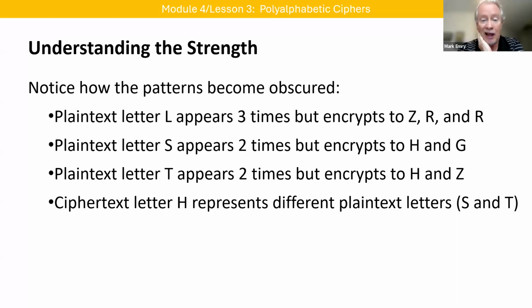So plain text letter L is represented by Z, R, and then R again. Plain text letter S is represented by two letters, H and G. T is represented by two letters, H and Z. Ciphertext letter H then is represented as plain text letters S and T, so on and so forth, and it goes on and on.